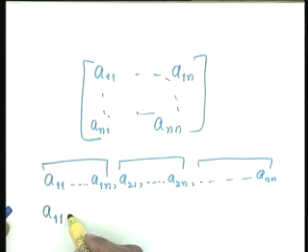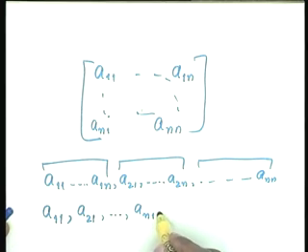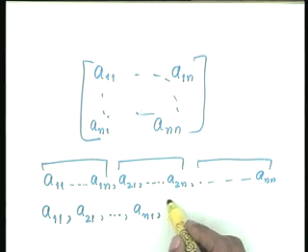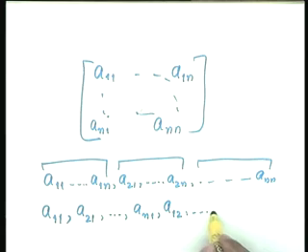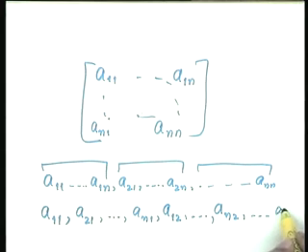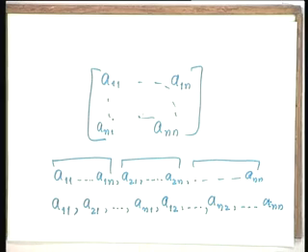have A11, A21 and so on up to AN1, and then A12 and then so on up to AN2 and so on up to ANN. Many of the initial Fortran compilers, and even now many Fortran compilers, actually use this column major ordering.